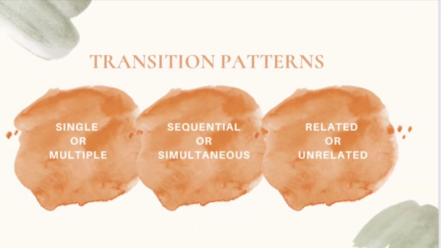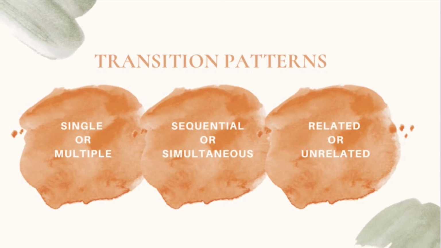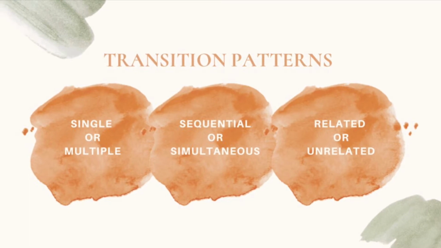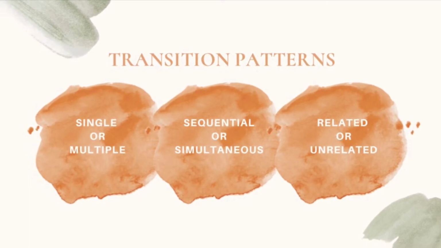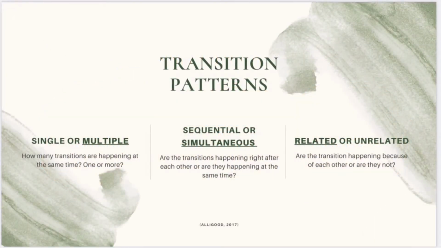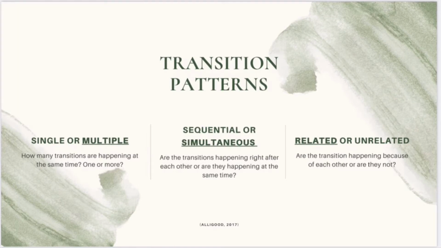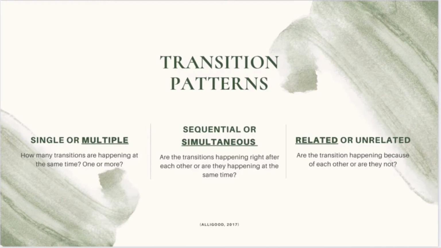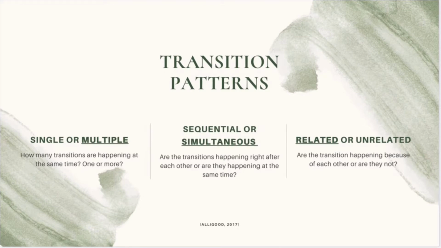Next, we will discuss transition patterns. Meleis describes different patterns for transitions, which can be split into single or multiple, sequential or simultaneous, and related or unrelated. For single or multiple, how many transitions are happening at the same time? One or more? Sequential or simultaneous? Are the transitions right after each other, or are they happening at the same time? Related or unrelated? Are the transitions happening because of each other, or are they not? Most people will experience multiple transitions simultaneously and are often connected to each other.